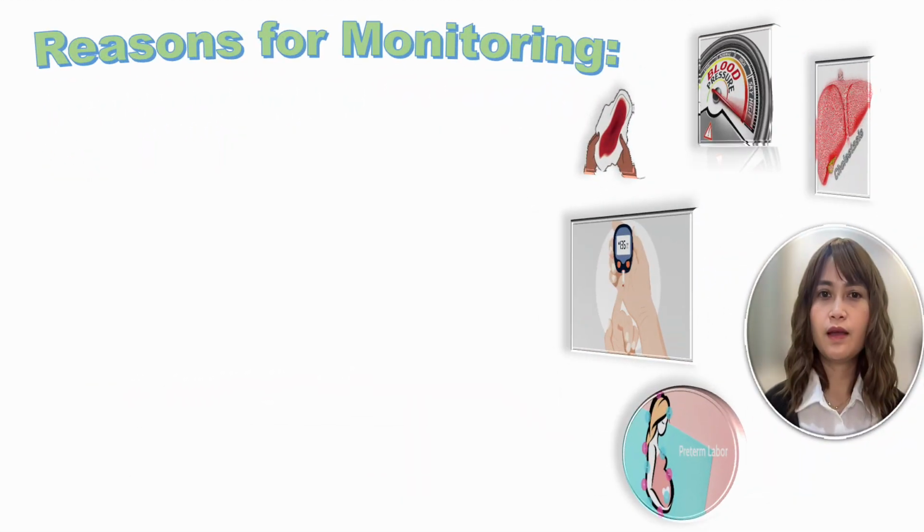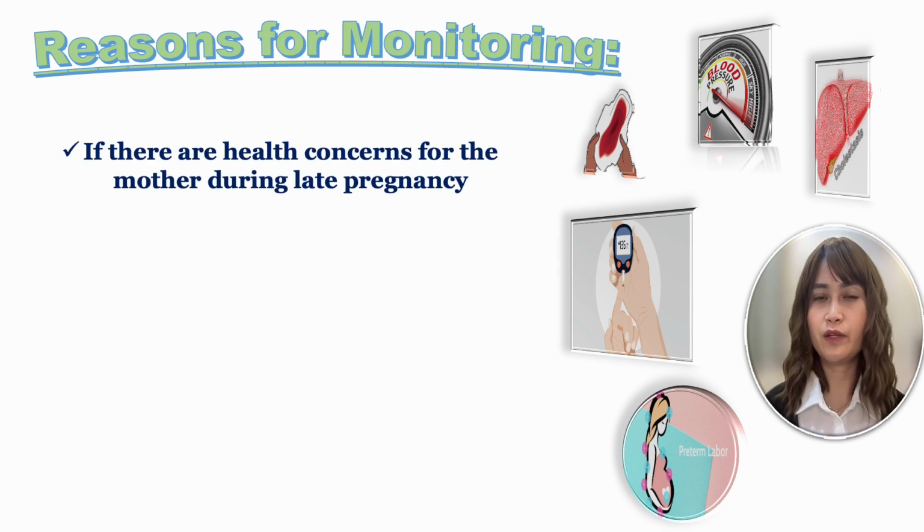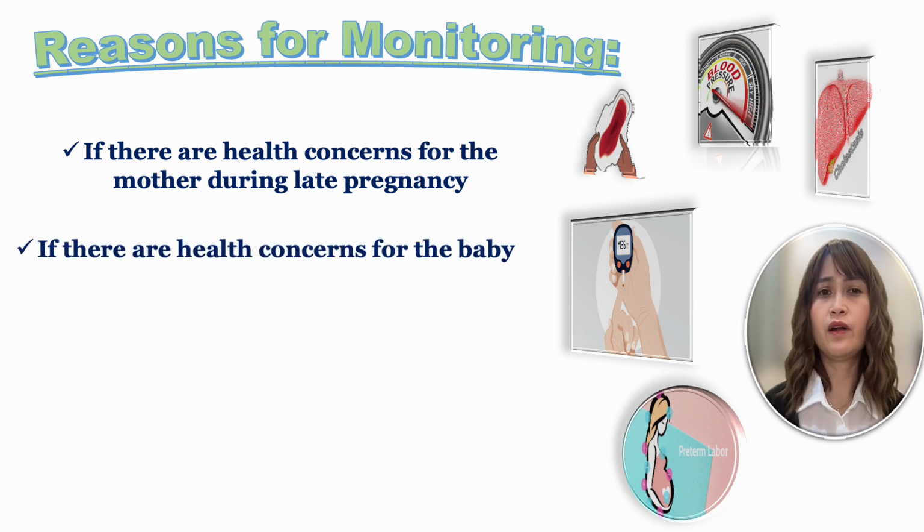Reasons to monitor the baby's heart rate can include: if there are health concerns for the mother during late pregnancy, we have bleeding, high blood pressure, premature labor, diabetes, and cholestasis. Also, if there are health concerns for the baby, like those small for dates or abnormality of the baby, and if the pregnancy is overdue.